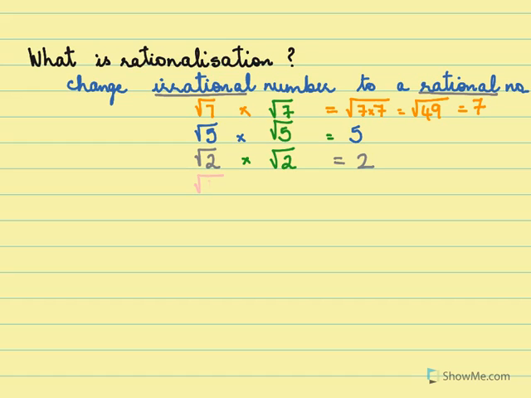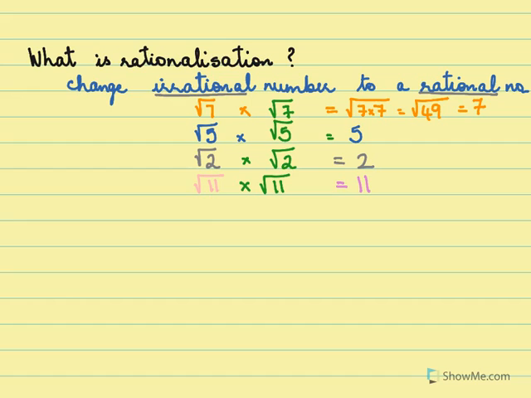Now, if I take under root 11, it's an irrational. I want to make it rational. So, I multiply it with under root 11. So under root 11 is a rationalizing factor of under root 11. And here my answer will turn out to be 11. So now it has turned rational.